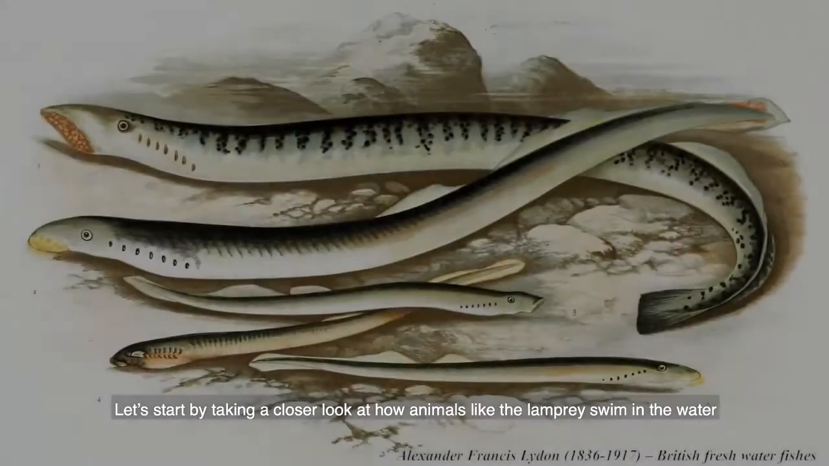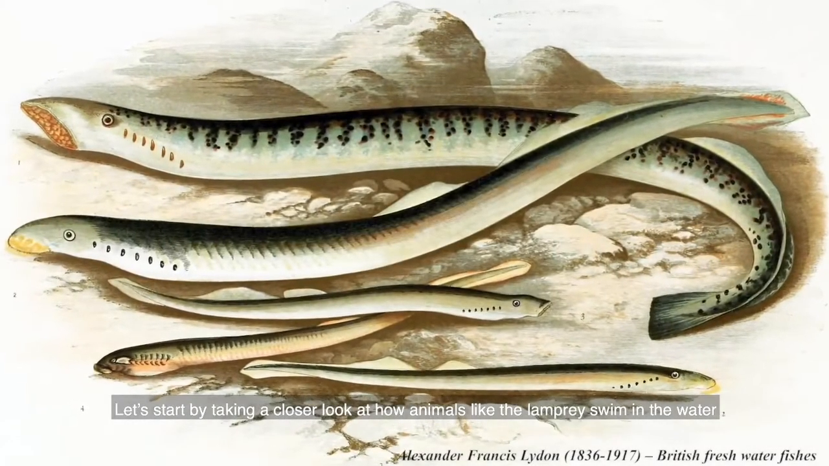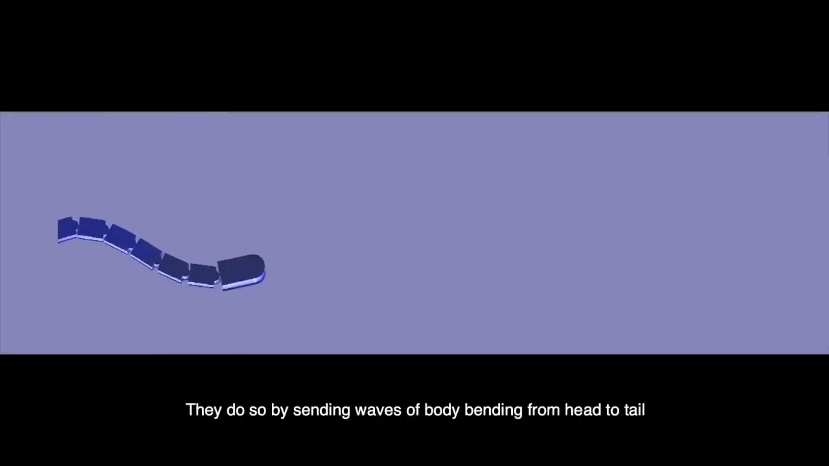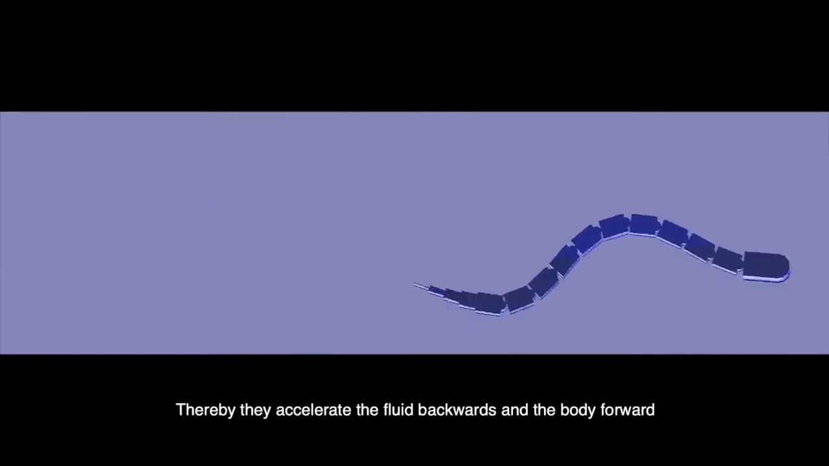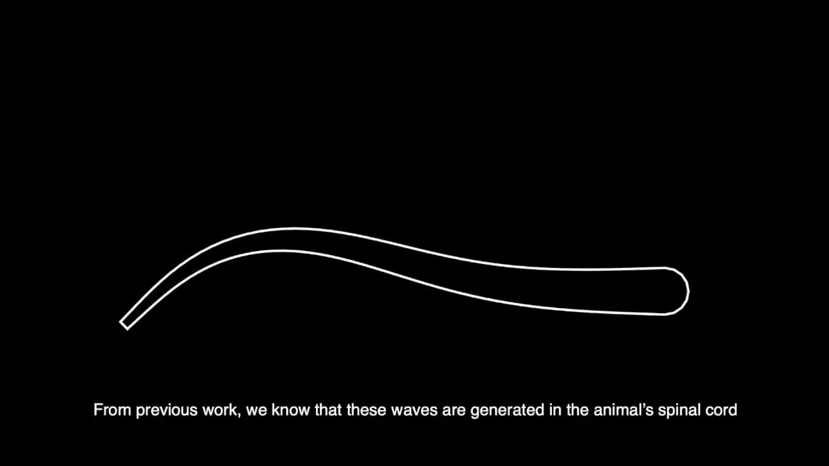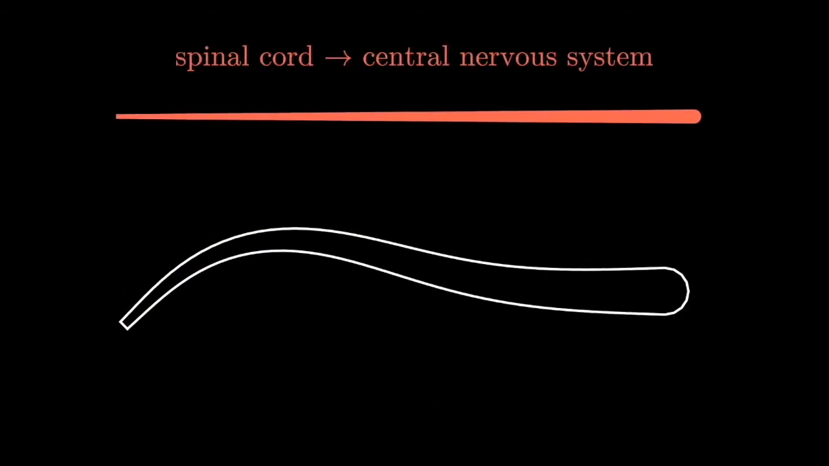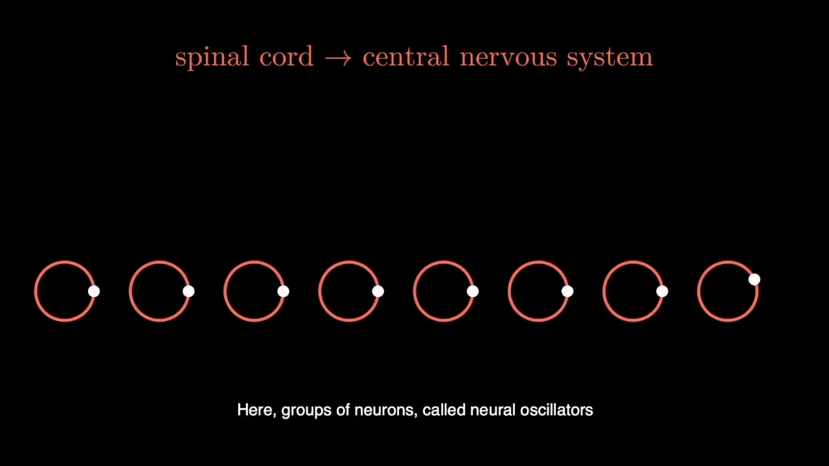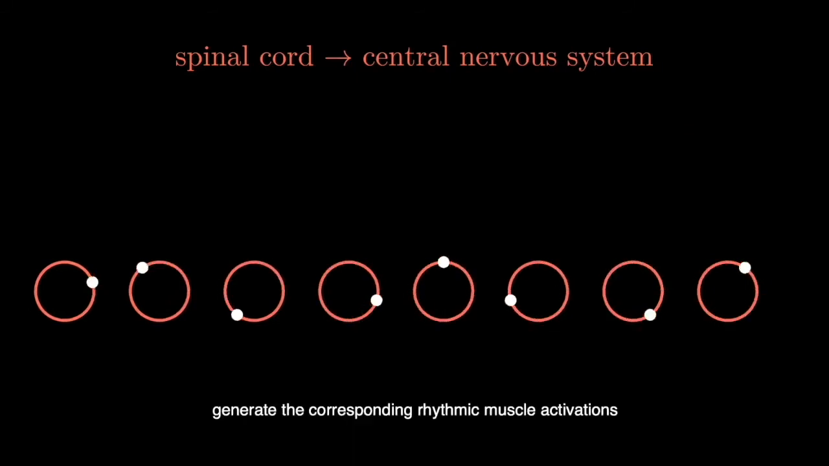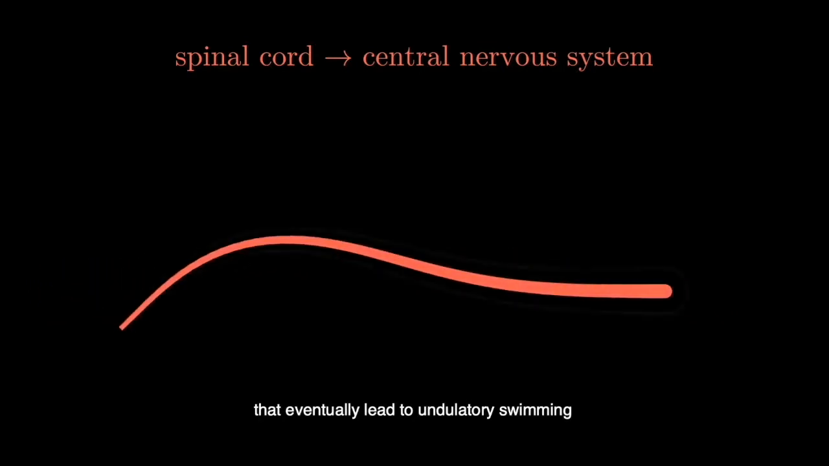Let's start by taking a closer look at how animals, like the lamprey, swim in the water. They do so by sending waves of body bending from head to tail. Thereby they accelerate the fluid backwards and the body forward. From previous work, we know that these waves are generated in the animal's spinal cord, which is part of the central nervous system. Here, groups of neurons, called neural oscillators, generate the corresponding rhythmic muscle activations that eventually lead to undulatory swimming.